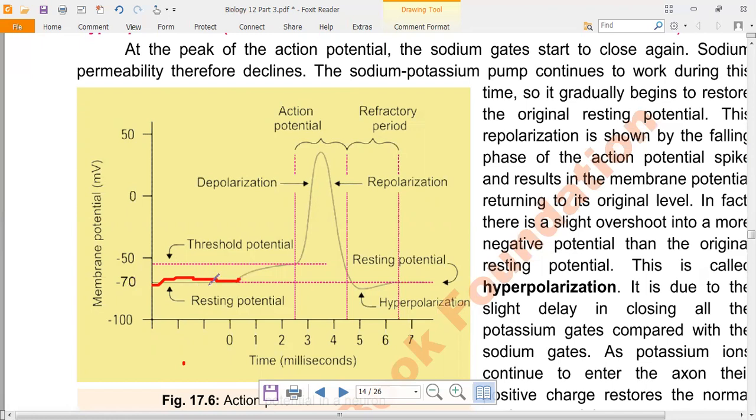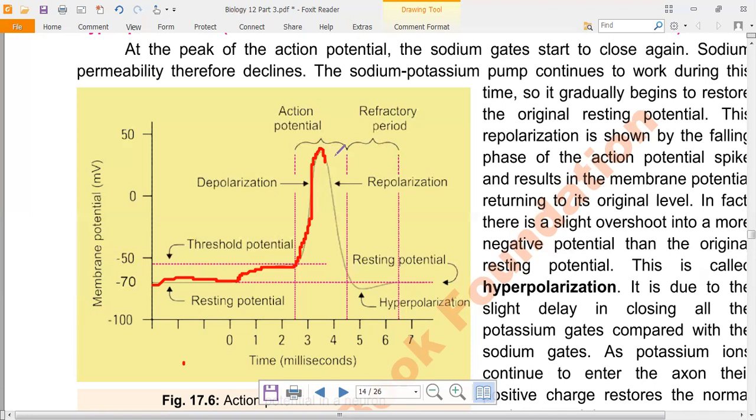And what happened now? We are getting a stimulus. When we get a stimulus up to the threshold value, almost minus 50, this is the threshold potential by which our body can get an action potential in the neuron. Then definitely the sodium ions start to move inside, and slowly this graph goes up to here, plus 40 to plus 50. What happened?